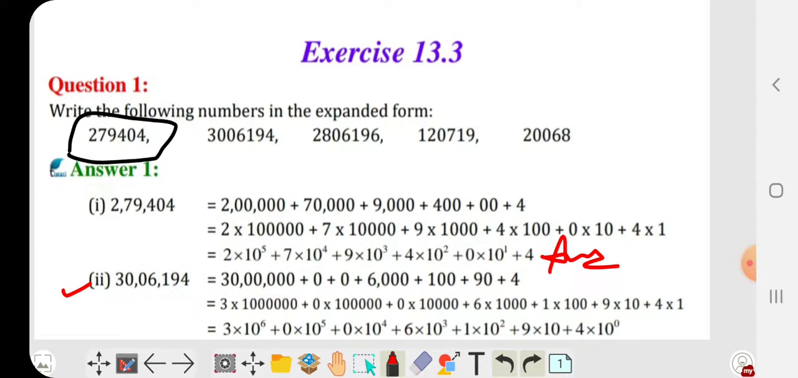Here just focus. There are 6 zeros, so we have just separated the term. It can be written as 3 into 10 lakh, 0 into 1 lakh, then this 0 into 10,000, because it just reads like this: ones, tens, 100, 1000, 10,000, lakh, 10 lakh.